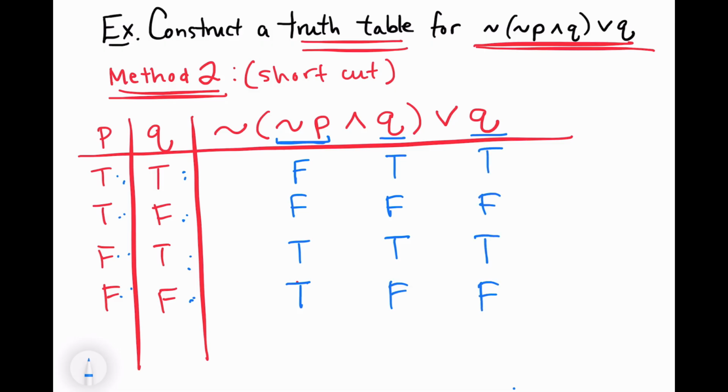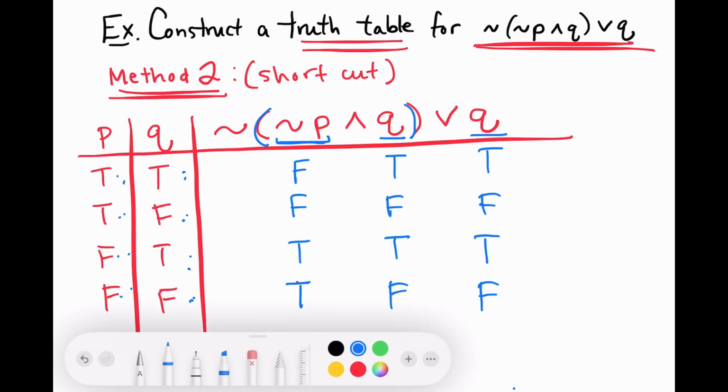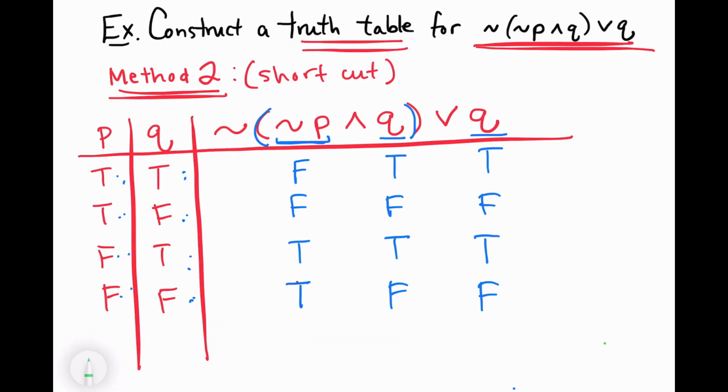Now, I'm always looking inside the parentheses first. So the next thing I'm going to look at is this conjunction right here, and that will finish off what's inside the parentheses. So we know a false and a true is false. A false and a false is false. True and true is true, and a true and a false statement is false in conjunction land. Okay, so we've basically finished off what's inside the parentheses.